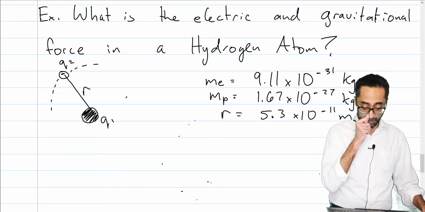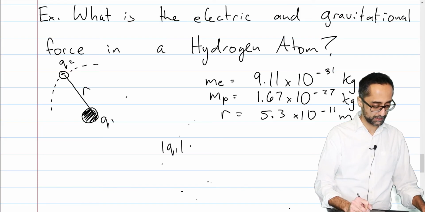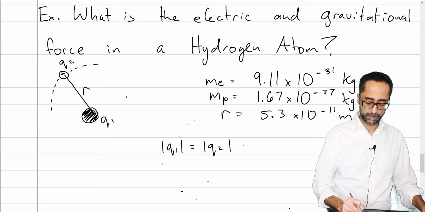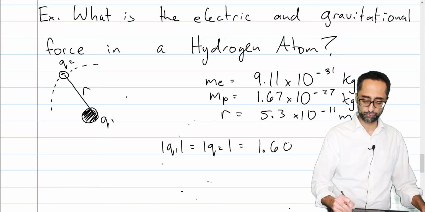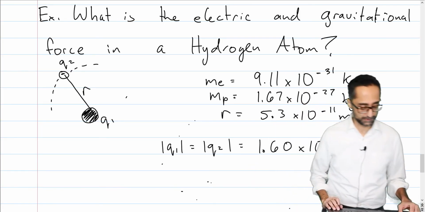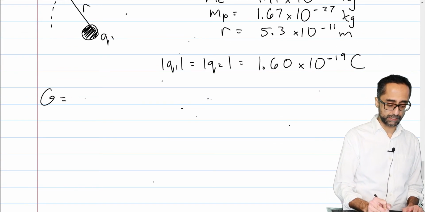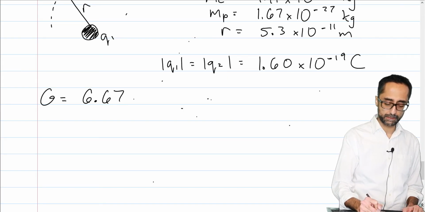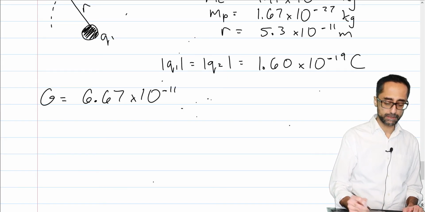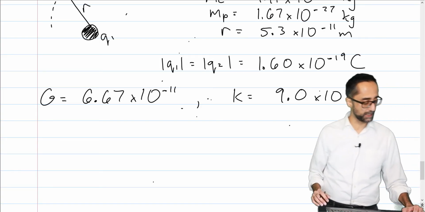And we've also got our charges. They have the same magnitude of charge, and we're only worried about magnitudes, so we'll give them together. It's one elementary charge. Let's use 1.60 times 10 to the negative 19 coulombs. And that's all we need other than our constants. And so we've mentioned the constants a few times. Just to remind yourself, big G is 6.67 times 10 to the negative 11, while our little k is, we'll use 9.0 times 10 to the 9. You can use 8.99 if you want.